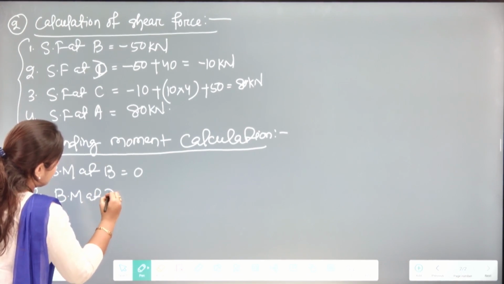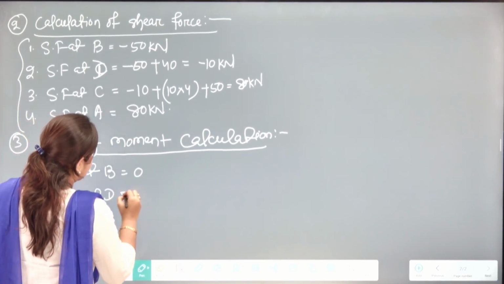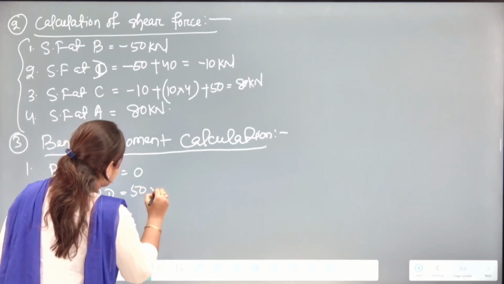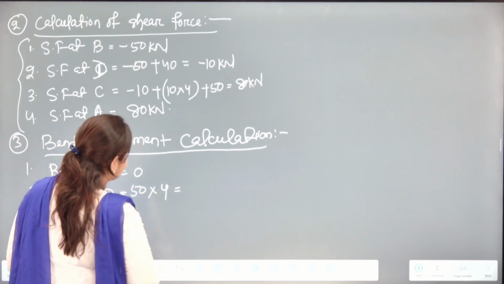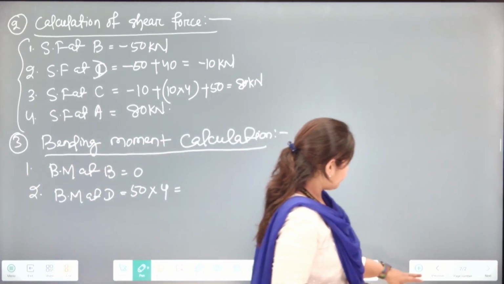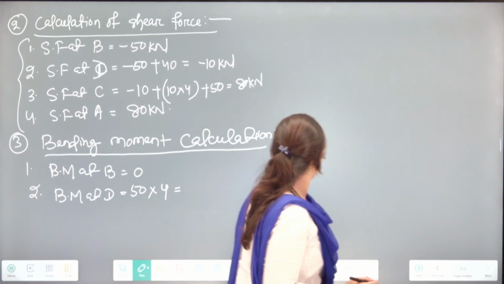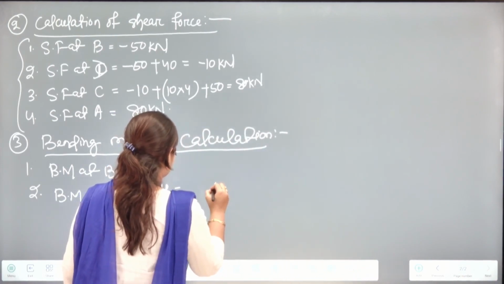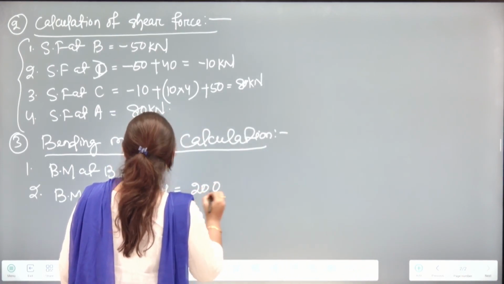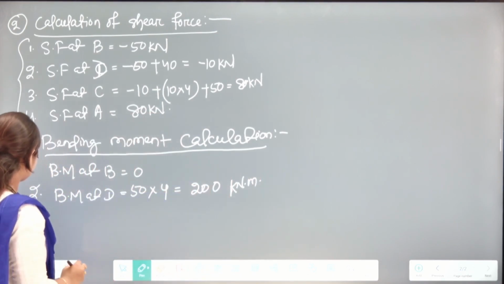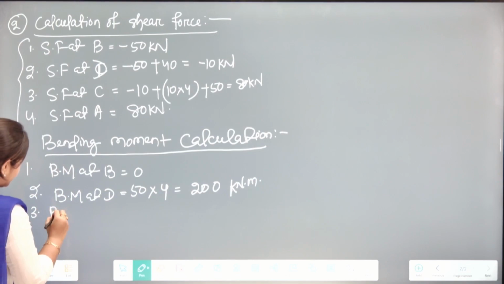Bending moment at D is equal to what? 50 multiplied with 4. This 50 multiplied with 4 is 200. You have 200 kilonewton into meter.